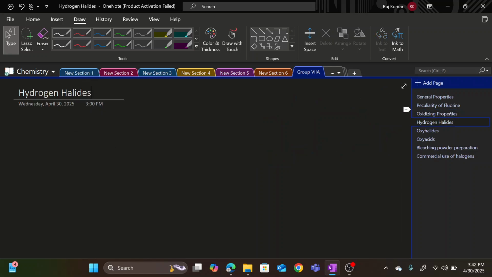Now let's move on to some chemical reactions. We have three major compounds which are formed with halogens, which include the hydrogen halides, oxyhalides, and oxyacids. Let's first understand hydrogen halides. Hydrogen halides are formed when hydrogen reacts with a halogen. Now, the reaction is not that simple. In the case of fluorine, the reaction can happen at ordinary temperature and pressure.